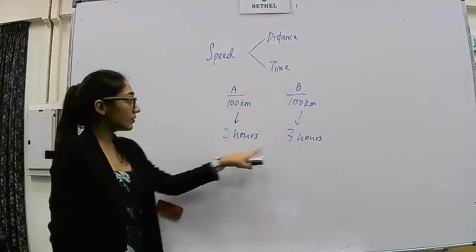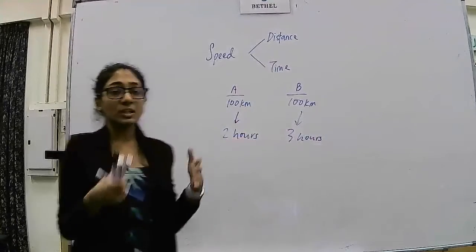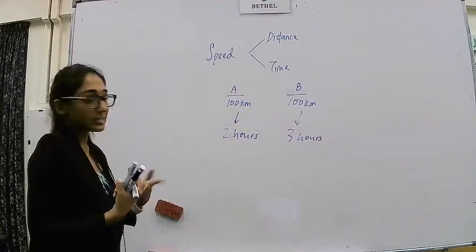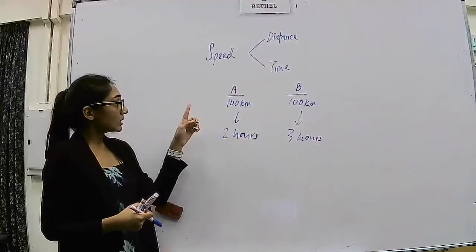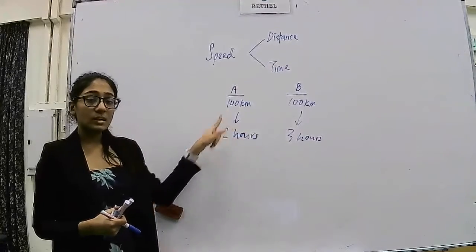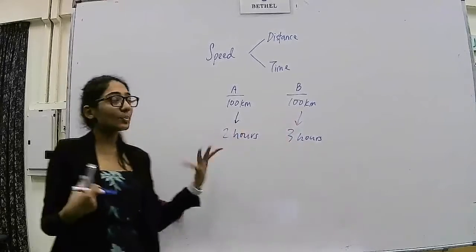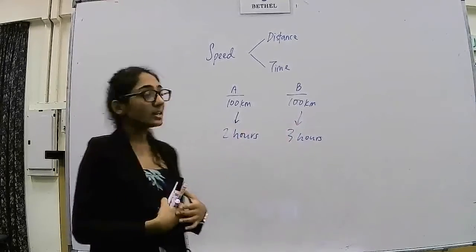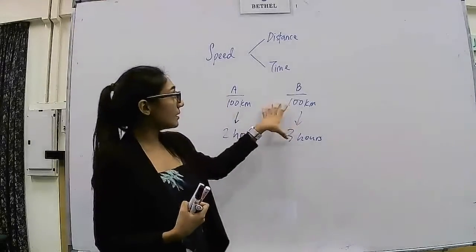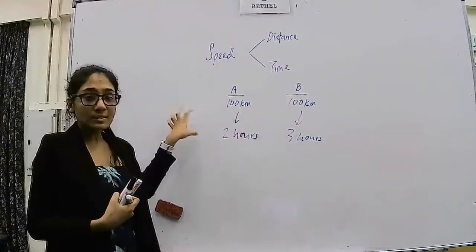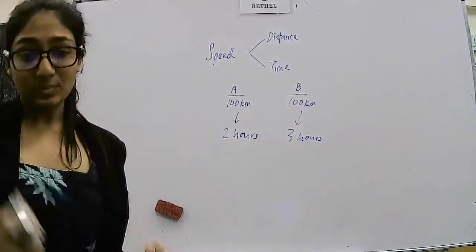The time is different. So logically, the one who reaches in a shorter period of time is the one that traveled at a faster speed. In this case, car A would have driven faster because car A managed to reach 100 kilometers in 2 hours, compared to car B, which traveled the same distance but reached in 3 hours. So car A was driving at a higher speed. Speed is basically looking at how fast an object is moving.